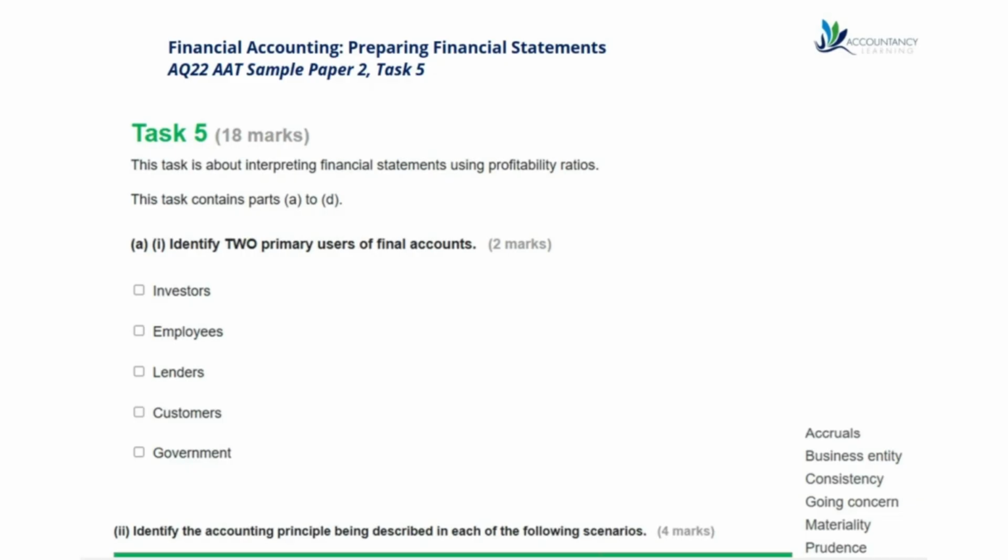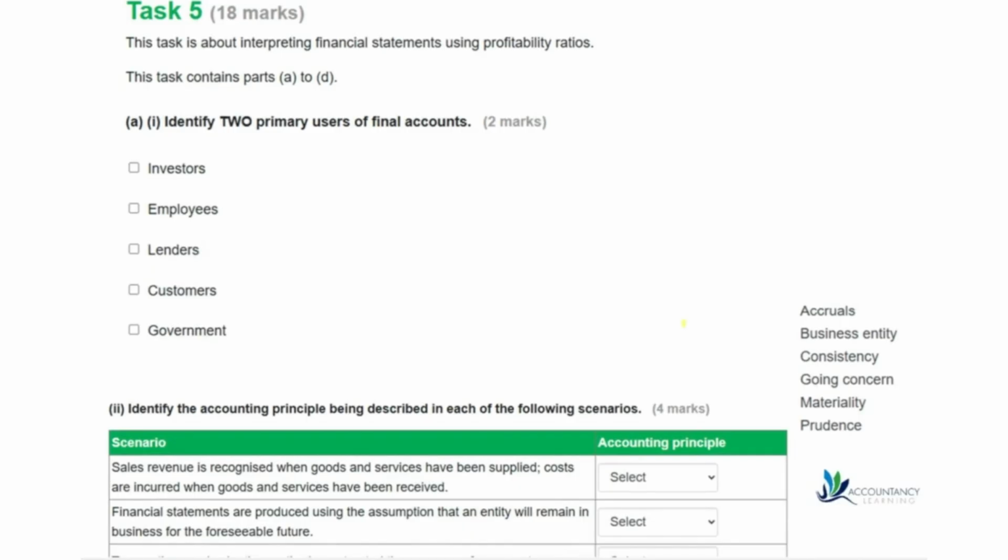This video will be about the Level 3 Financial Accounting Sample Paper 2 Task 5. So this is about interpreting financial statements using profitability ratios. Part A asks us to identify two primary users of final accounts. So importantly, we're looking for two. So the primary users are going to be those who are perhaps interested in investing in the business or perhaps giving us money or credit terms. So out of the list that we've got, investors and lenders are the two primary users.